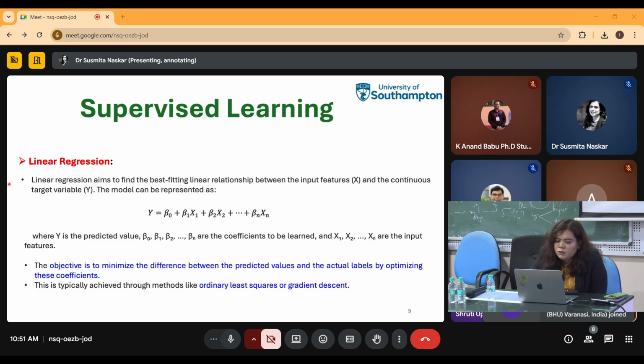And if you use the mathematical expression, it generally looks like this, where y is the predicted value and beta 0, beta 1, beta 2 are the coefficients which are to be learned through the process. And as we know, x1, x2 up to xn, because we are taking n parameters, are the input parameters. So we can express it like that.